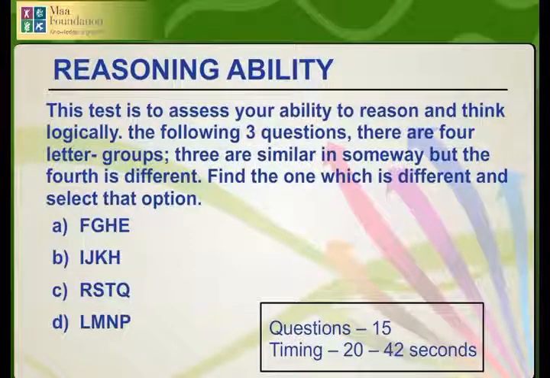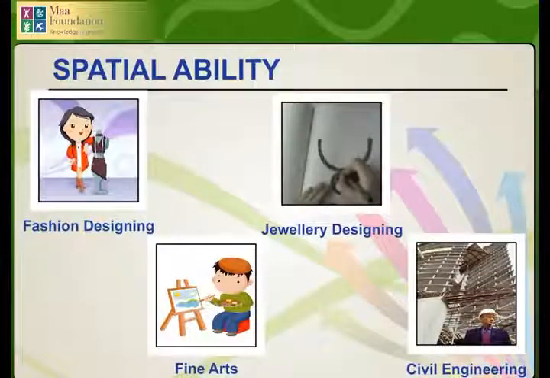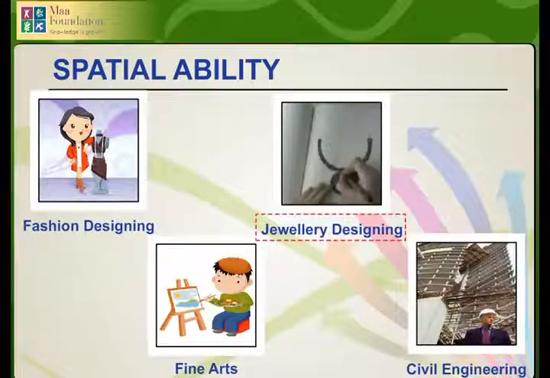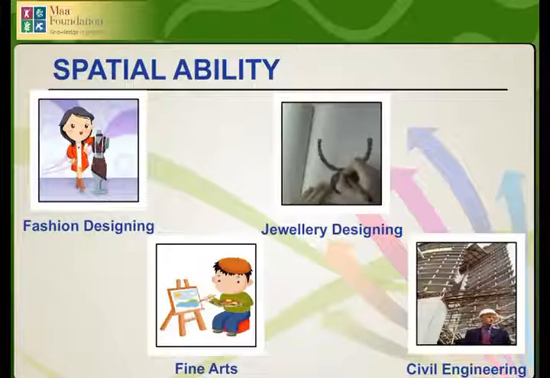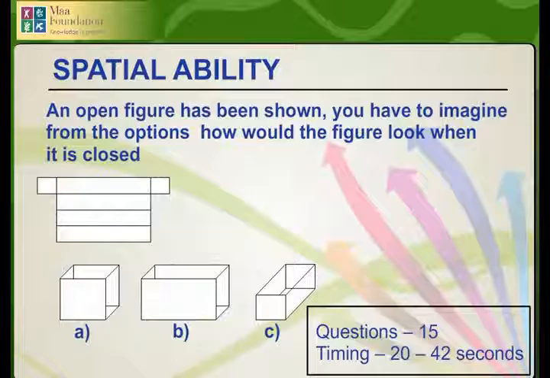Spatial ability measures a person's imagination ability, and this ability is required for fields like fashion designing, jewelry designing, fine arts, civil engineering, architect, etc. Spatial ability also has 15 questions, and the time given to answer each of them would vary from 20 to 40 seconds. You would be able to see the sample of a spatial ability question on the screen.